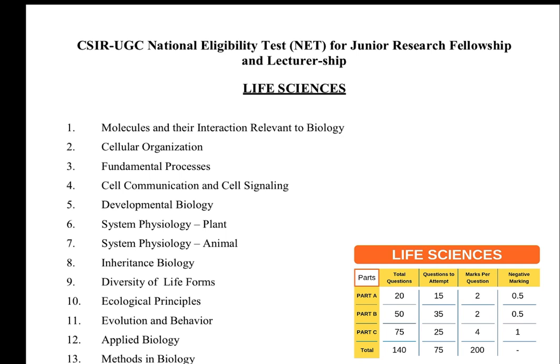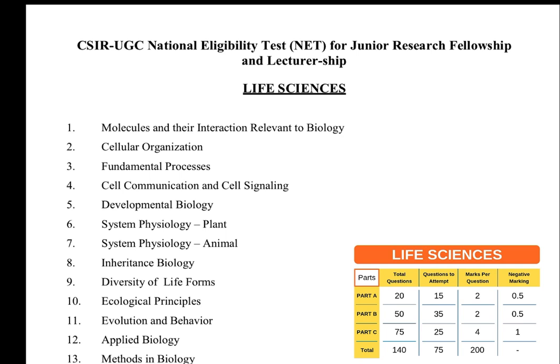Now coming to the question part. In the question pattern, you have 3 parts: part A, B and C. Part A is general aptitude, a total of 20 questions, out of which you have to attempt only 15. It carries 2 marks per question and a negative of 0.5.